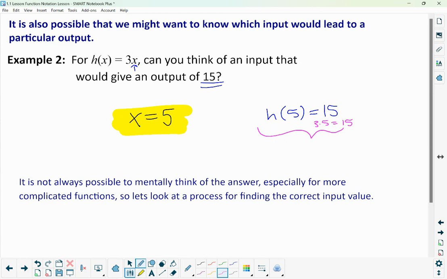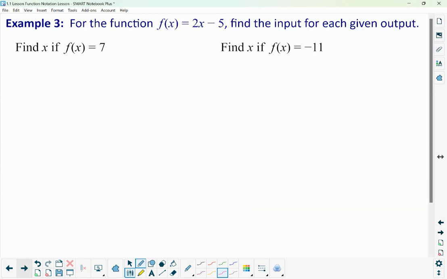So let's look at the process for finding the correct input value. We're going to use function f. For function f, our function is 2x minus 5. Our first question is: find x if f of x is equal to 7. Please note that this is not asking us for f of 7. Definitely that is not what we're after. We're not substituting a 7 in. We are calculating the x value if f of x is equal to 7.